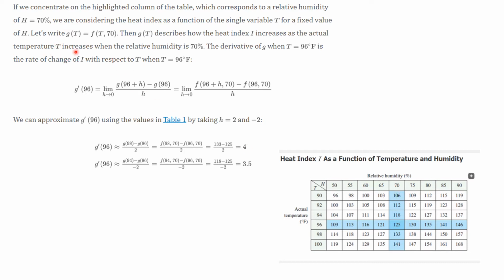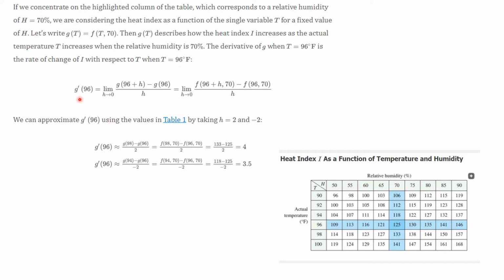So let's write G of T equal F of T comma 70. We fixed the 70. Then G of T describes how the heat index increases as the actual temperature T increases when the relative humidity is 70%. Now the derivative of G when T equals 96 degrees Fahrenheit is the rate of change of the index with respect to T when T is equal to 96.